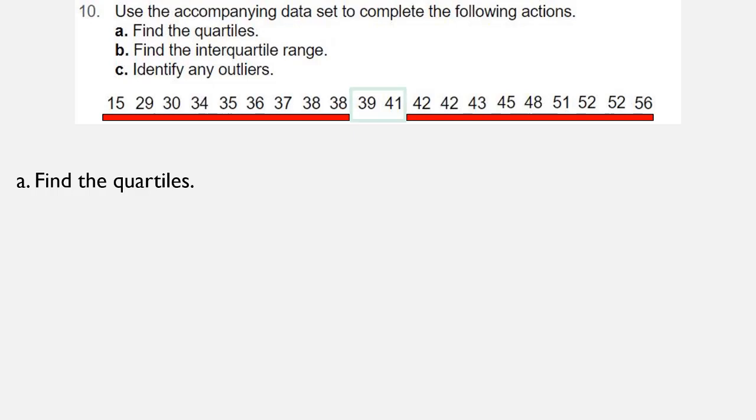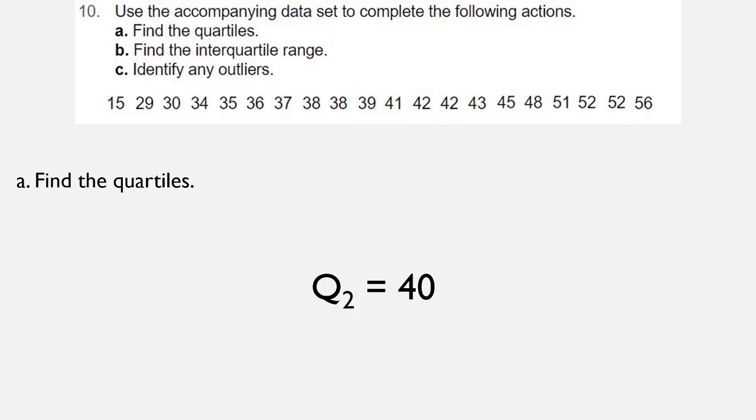The average of 39 and 41 is going to be 40. So 40 is our Q2 value. 40 falls right in the middle of these 2 values. So there's where our median is. And now we have equally sized chunks of data on each side of the median. There are 10 data values to the left and 10 data values to the right.